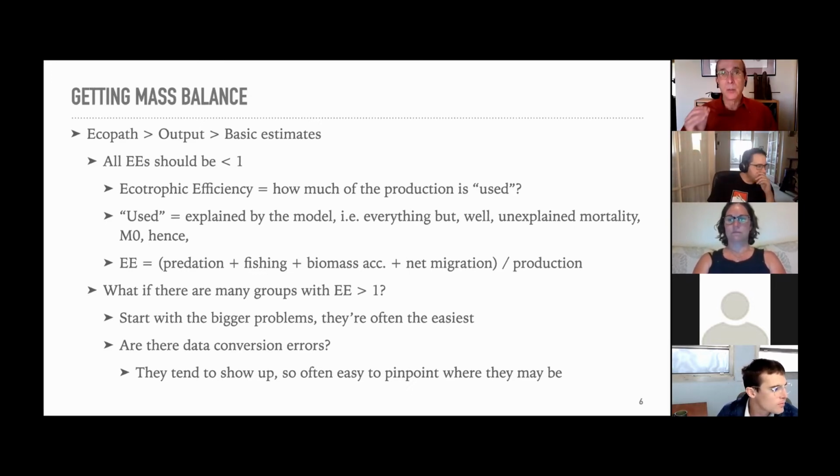And then there are some steps involved, and I'm going to take you through some of those procedures in this hour that we're in now. But as a rule, they start with the bigger problems, because the bigger problems are, in this case, often the easiest ones to solve.